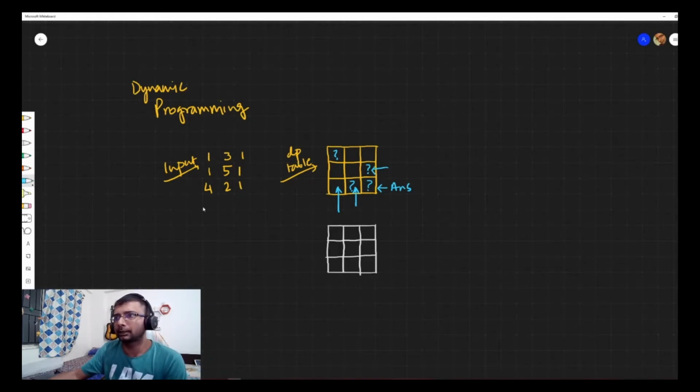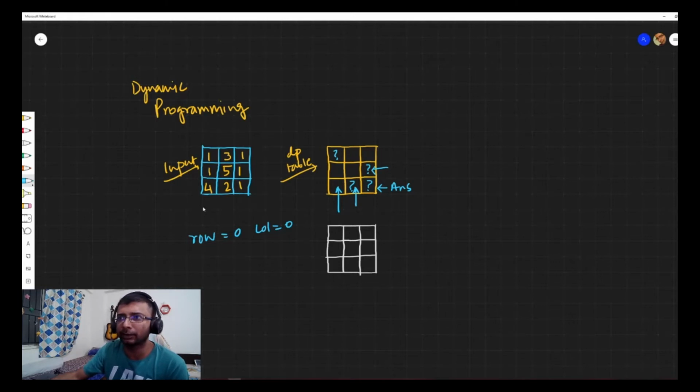So say when I am at the cell 0, 0, that means my source and destination is at the same place, and do consider this as my input matrix. So I am at row 0 and column 0 at the moment. So if my source is row 0 and my destination is also column 0, what would be the minimum cost? The minimum cost would be the value that is present on that cell, nothing else, right?